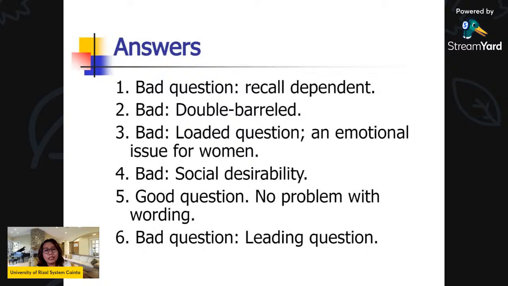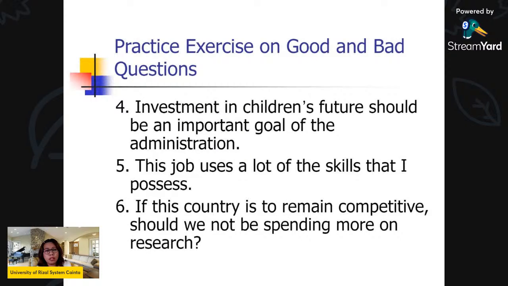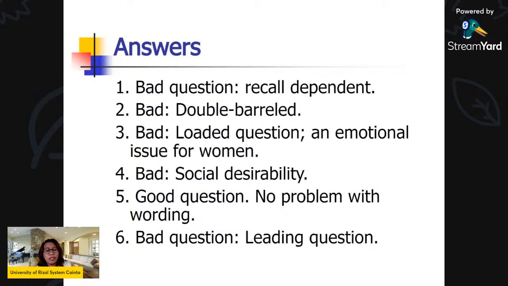And then number 6, bad question. Bakit siya naging bad question? It is about the country, or leading question yung ini-identify.